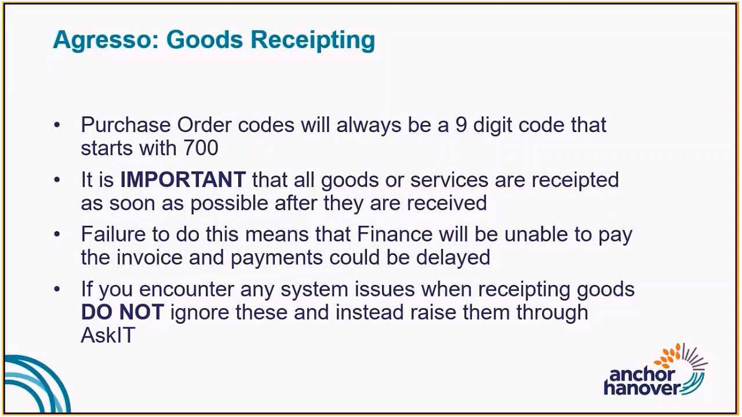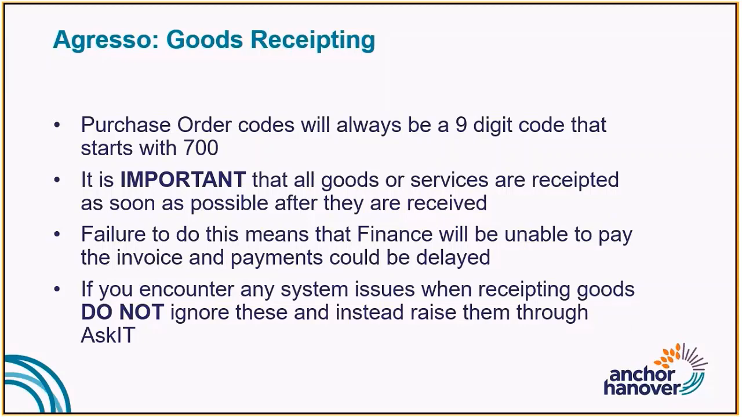This short video will take you through how to receipt goods on Aggresso. In Aggresso, the person who raised the requisition will have been emailed a copy of the purchase order. The purchase order number is used to receipt the goods or services being received. It will be easily identifiable as the 9-digit purchase order code will always start with 700.